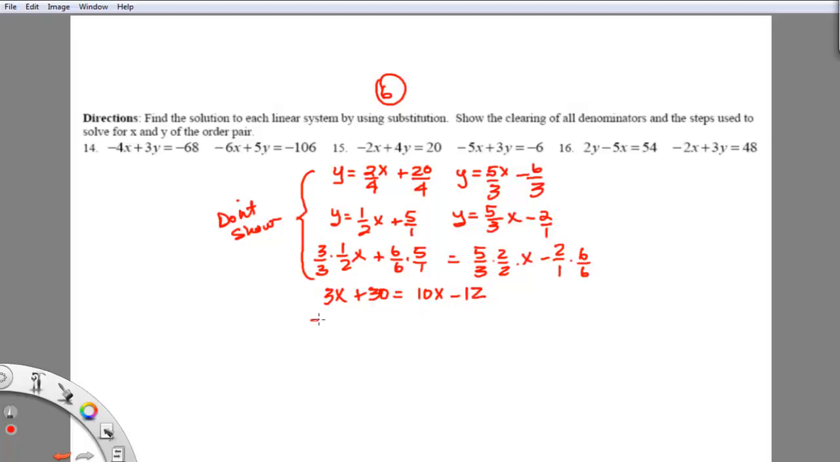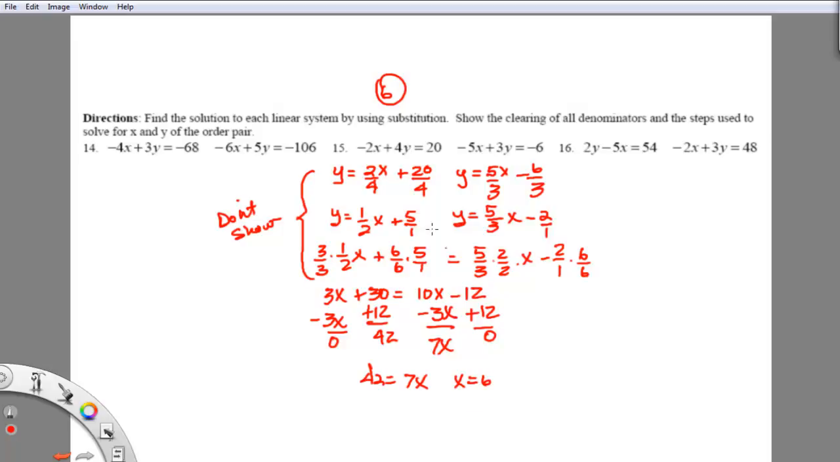I'm going to subtract 3x from here so I can keep my x positive. So that's 7x. And then I'm going to add 12 to each side. You know, that goes to 0, that goes to 42, and that goes to 0. So now I have 42 equals 7x. Now if I divide 7 to each side, I get x equals 6. So that's what the x is worth.